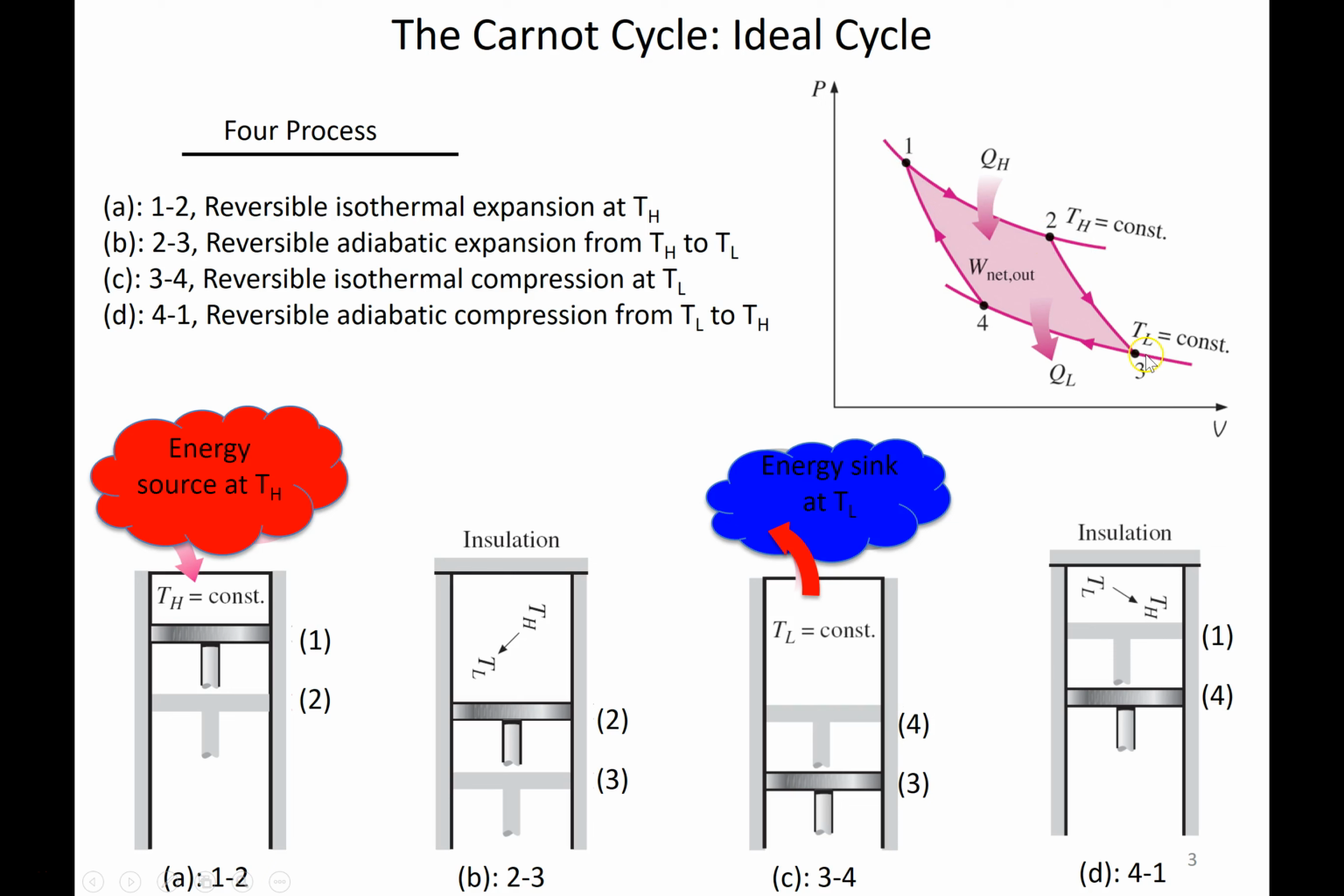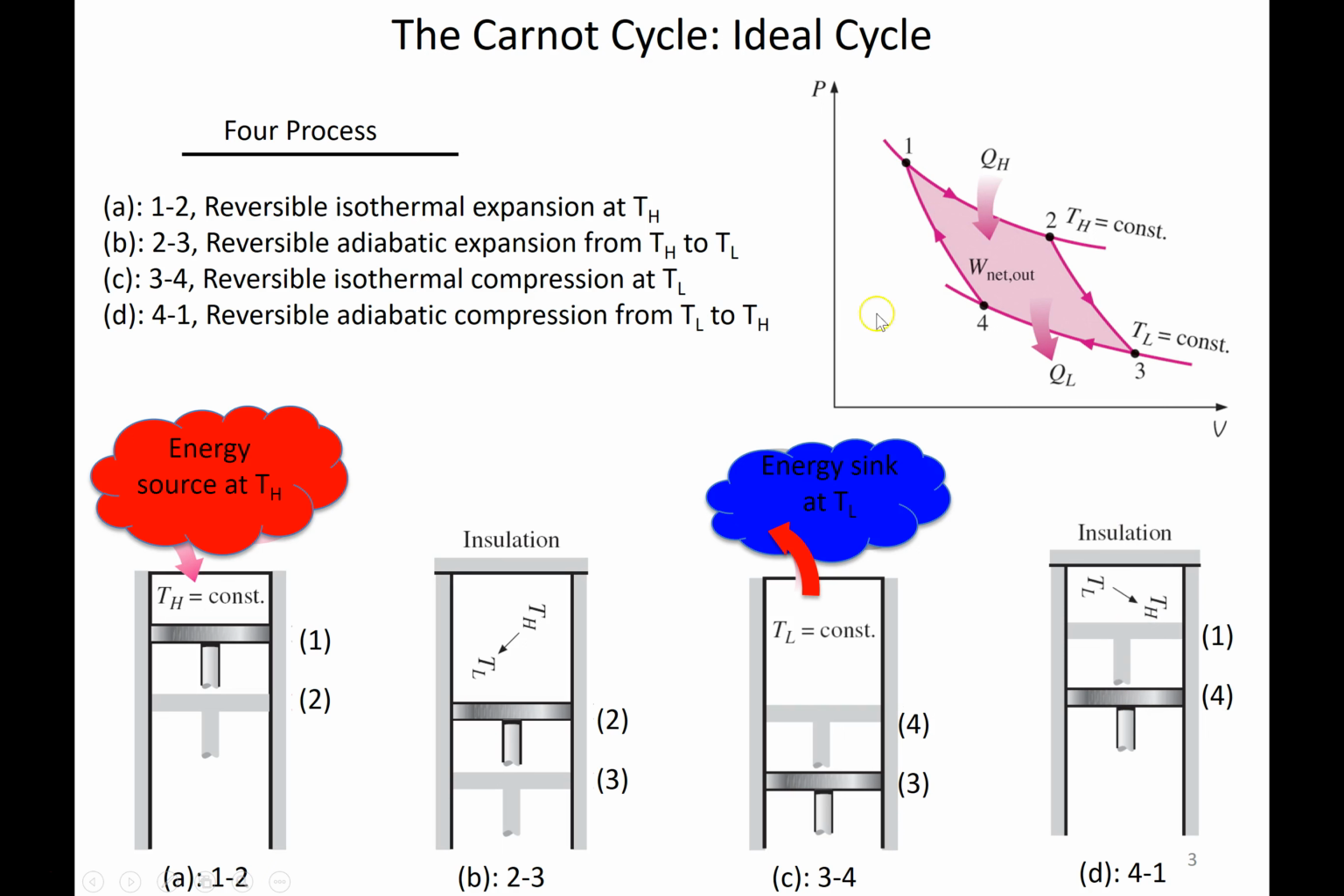From 2 to 3, it's a reversible adiabatic expansion. This corresponds to this condition here: it's insulated and it expands again. Then from 3 to 4, it's a reversible isothermal compression. Now it's no longer insulated up here, and there's a sink. Some of the energy goes out, and then it compresses from 3 to 4. So we have heat that goes out. And then from 4 to 1 is an adiabatic compression. It's insulated, and it goes from 4 to 1.